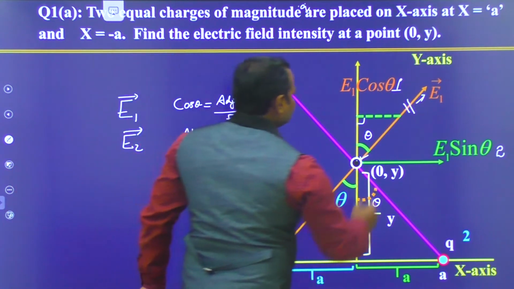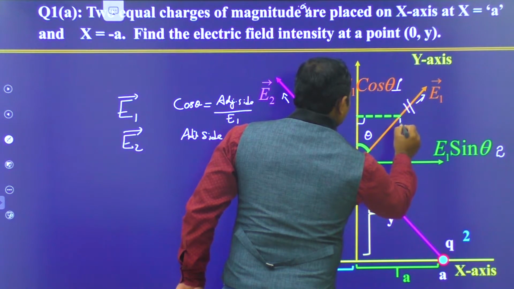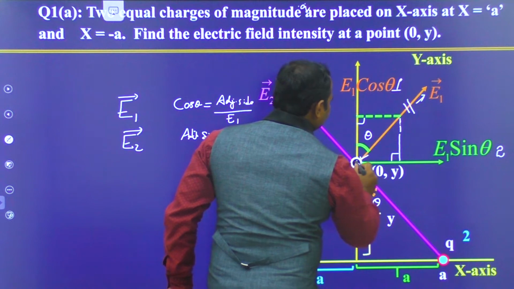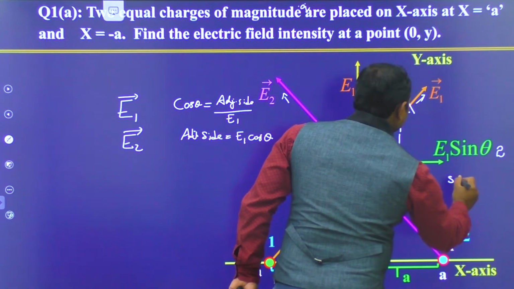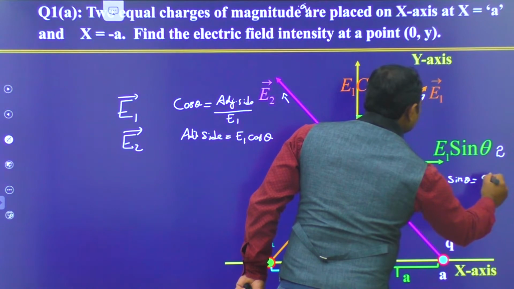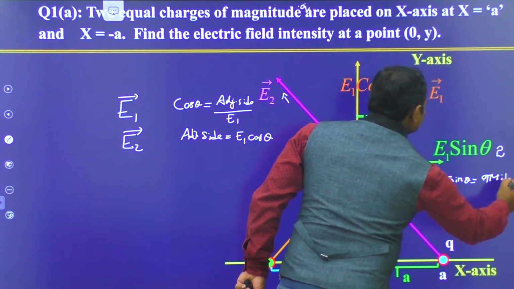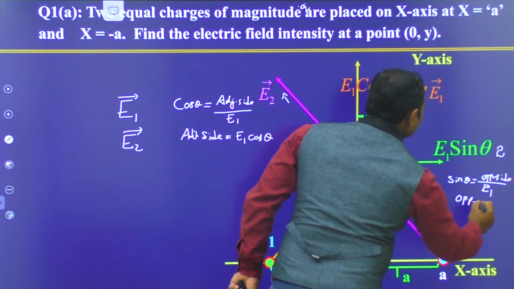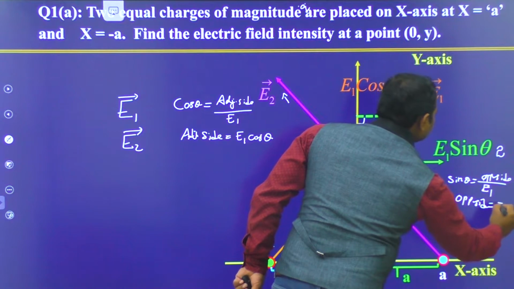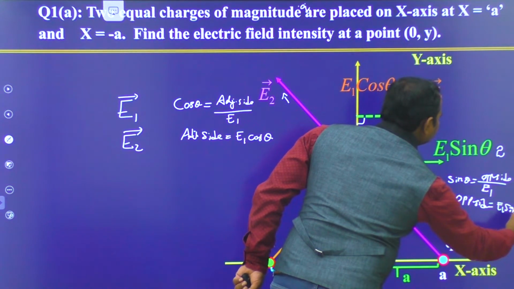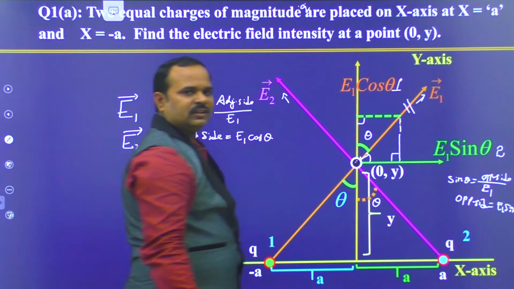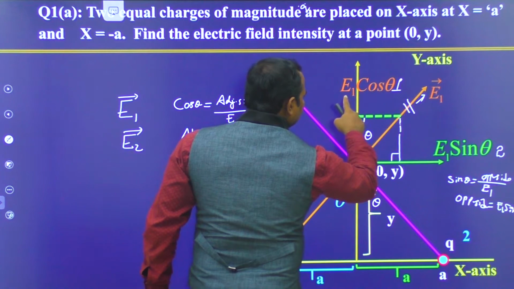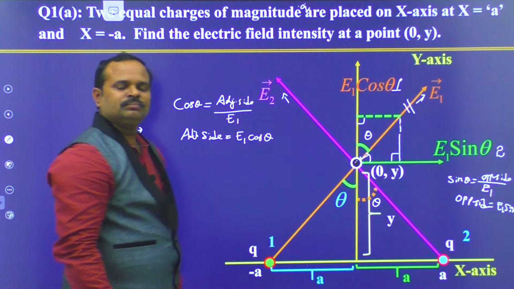Simply here also, if you take this as a perpendicular, this is a right angle triangle from here to here to here. Sin theta is equal to opposite side by hypotenuse, that is E1. So the opposite side is equal to E1 sin theta. That's how we wrote E1 sin theta here. Now this electric field is no more; it is actually converted into E1 cos theta and E1 sin theta.